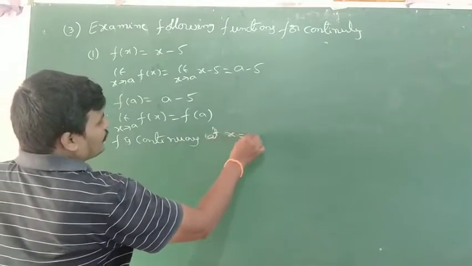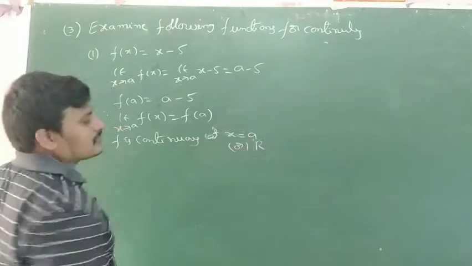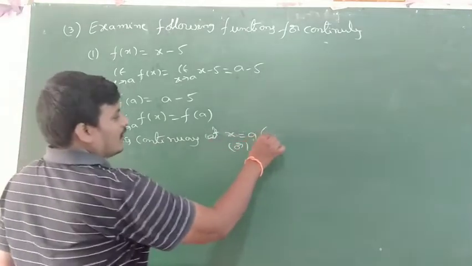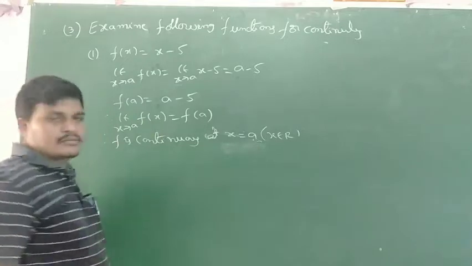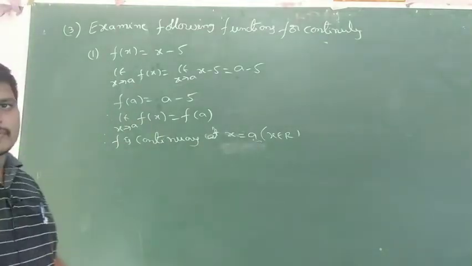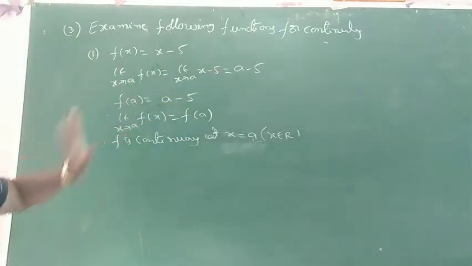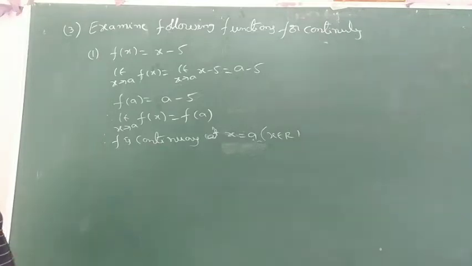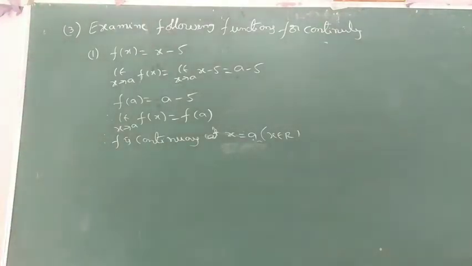At x is equal to a, or x belongs to R. Any number you take, the function must be continuous because both are same for any number. Okay, so that is the third one. The remaining problems are homework. Next.